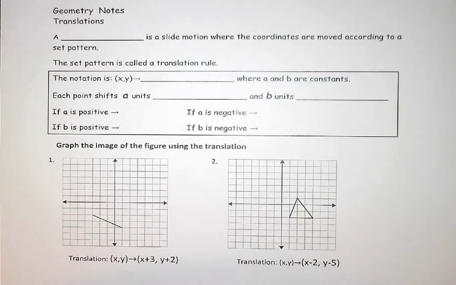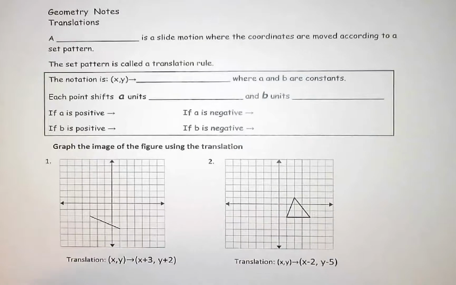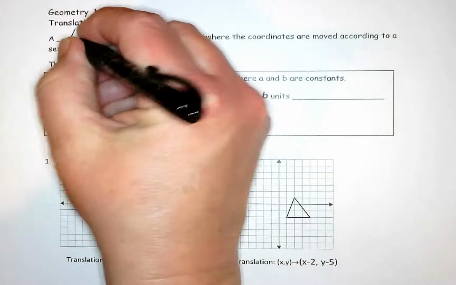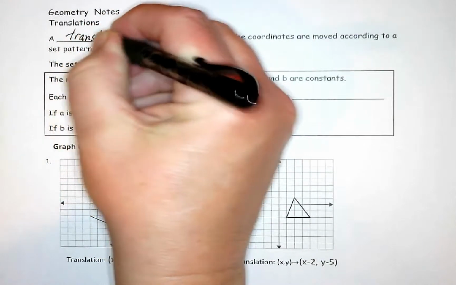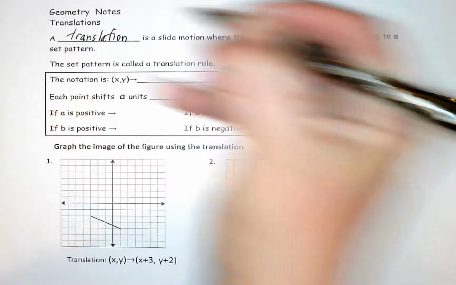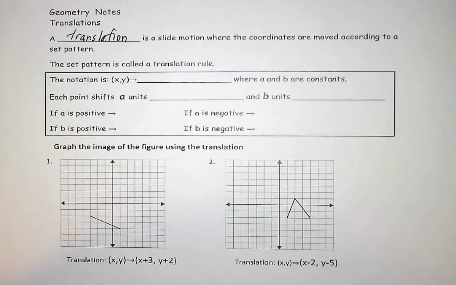Hi, these are going to be the notes for translations. So a translation is one of our transformations. It's the first one that we will study. A translation is a slide motion where the coordinates are moved according to a set pattern. So the set pattern is the rule or the translation rule.